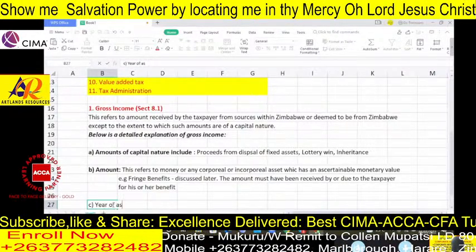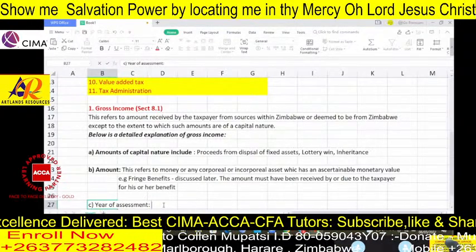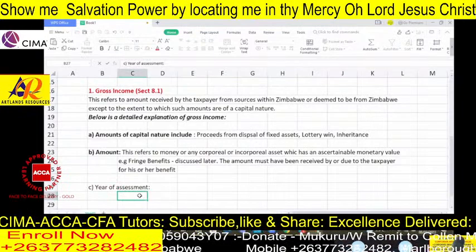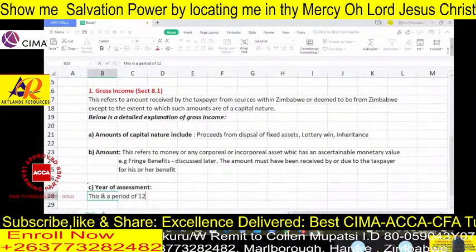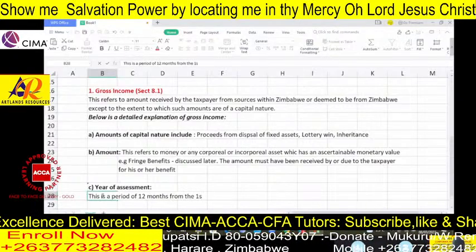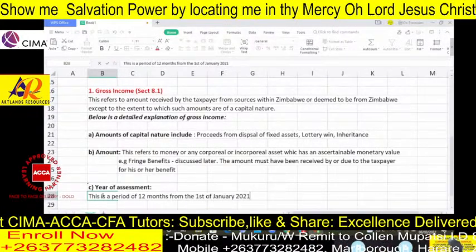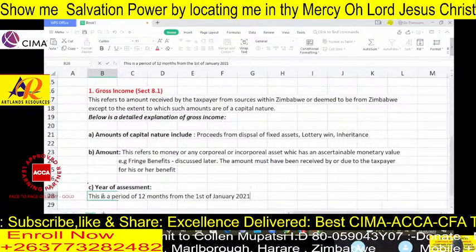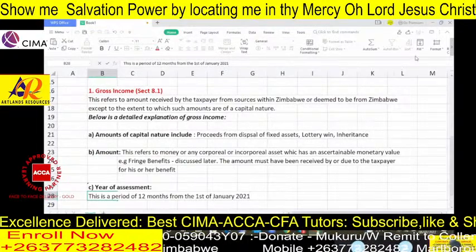Year of assessment. Now, when you are talking of assessment for tax purposes, it's the year in which your tax is to be calculated. This is a period of 12 months from the 1st of January 2021. This is the year of assessment that we'll be looking at. It's a period of 12 months from the 1st of January 2021.